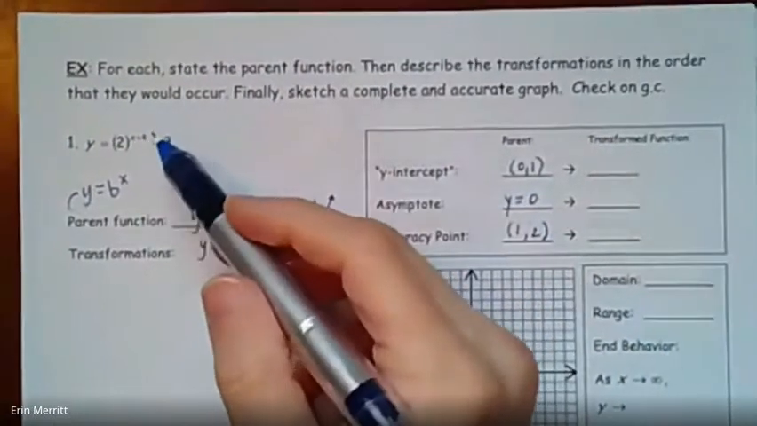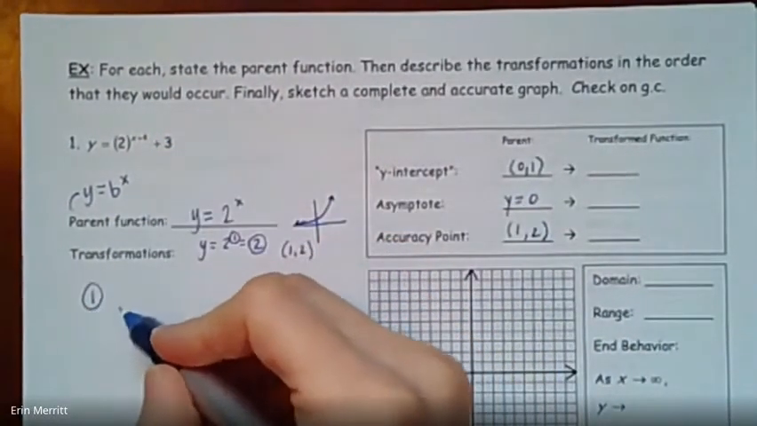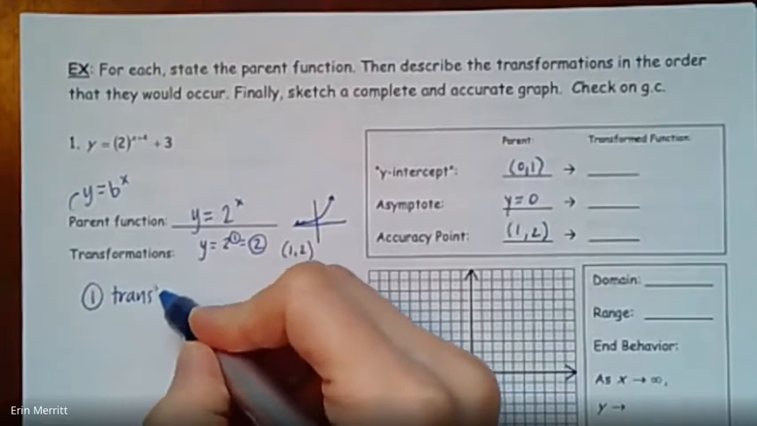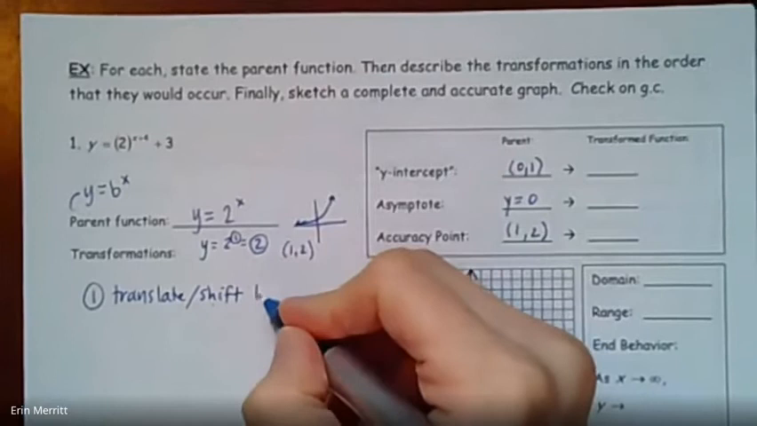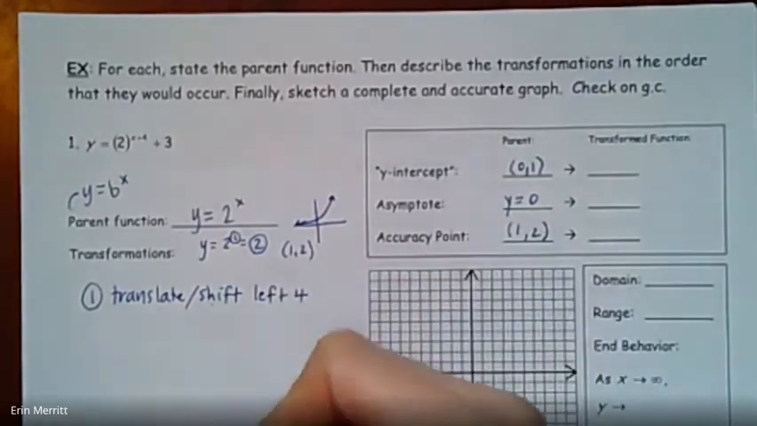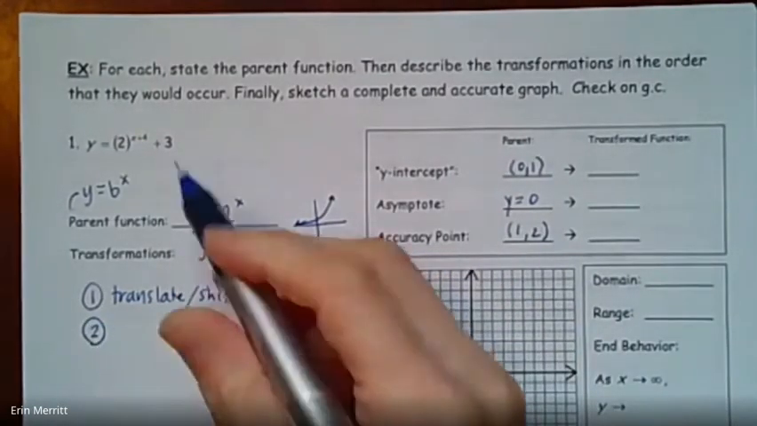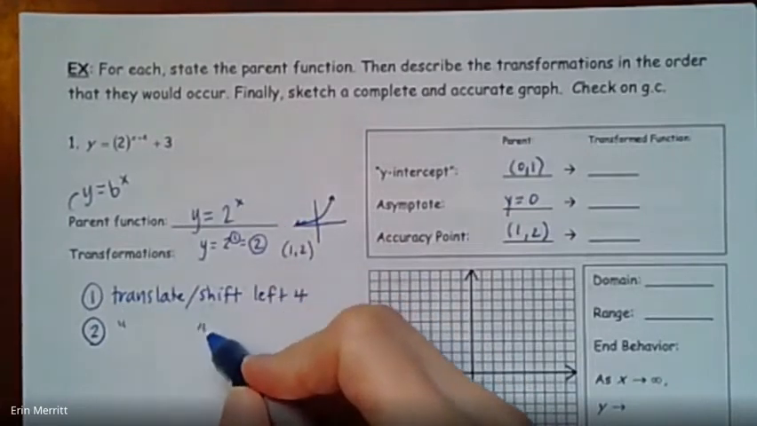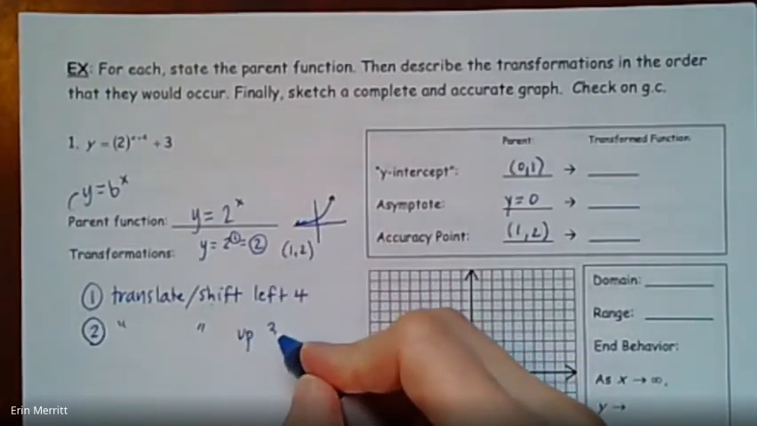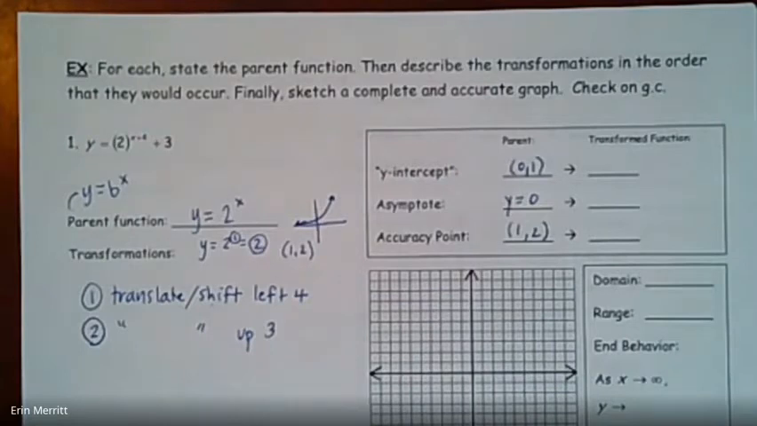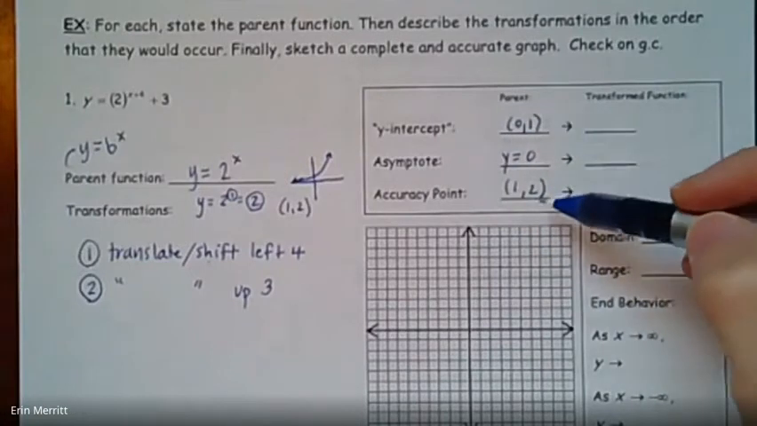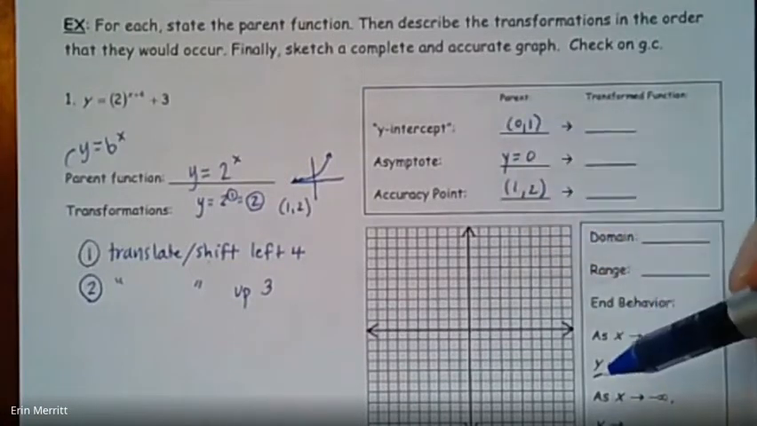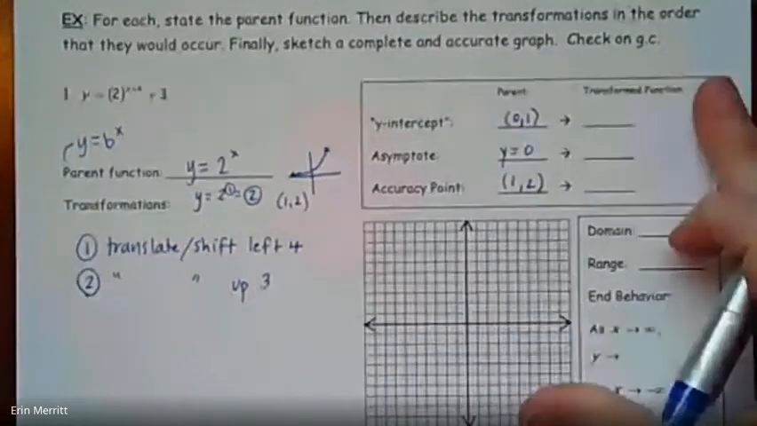So with that being said, because it's a +4, this thing is going to translate, or you could say simply shift, and it's going to go left 4 units. And then the 3 on the end means it's going to translate or shift up 3. So what we want to do is take these 3 details from the parent function and walk it through those transformations. You have a graph here to help you, so use that for a visual.